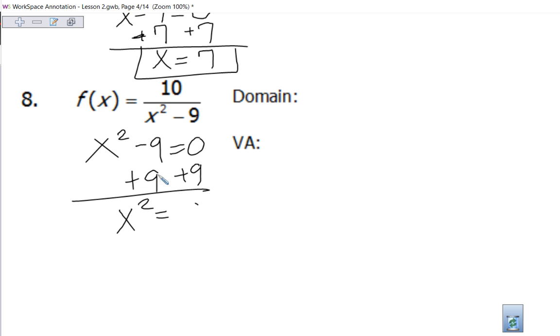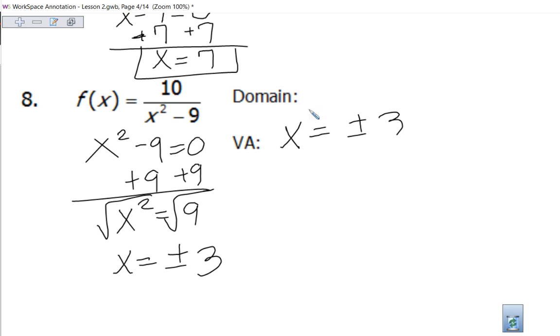And how do I get rid of the square? Square root both sides. So x equals, what's the square root of 9? 3. Positive and negative 3. So this one has 2 vertical asymptotes, positive and negative 3. Now because of the square, that's why we have 2 asymptotes. So if this is the second power, you'll have 2 asymptotes for the vertical asymptote. So that means our domain is all real numbers except x cannot equal what? Positive or negative 3. So all real numbers except x cannot equal positive or negative 3.